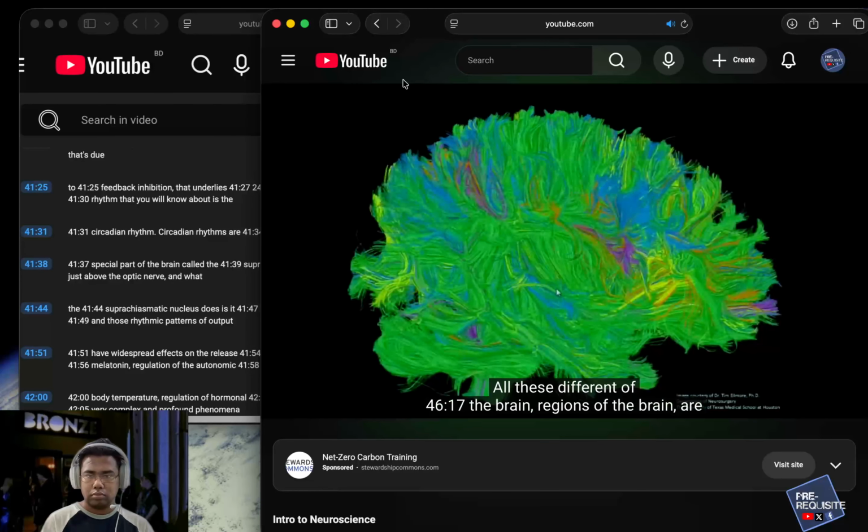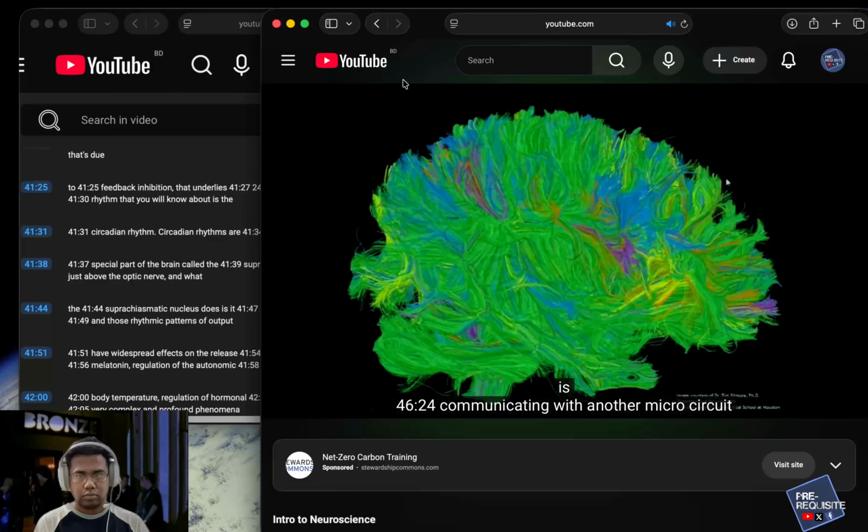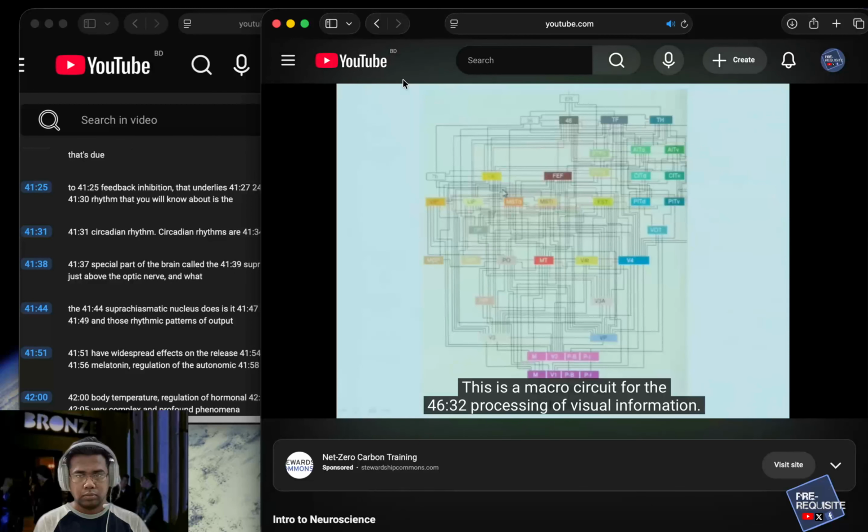All these different regions of the brain are highly interconnected to each other. And within each one of these regions are microcircuits, but this microcircuit is communicating with another microcircuit over here. And collectively, these circuits form something that looks like this. This is a macro circuit for the processing of visual information.